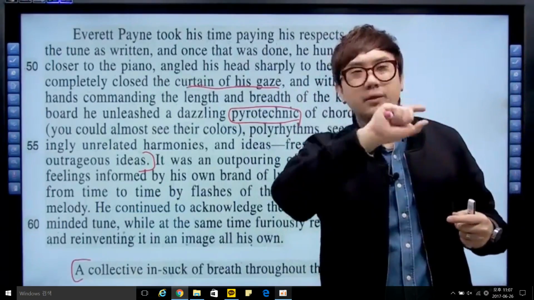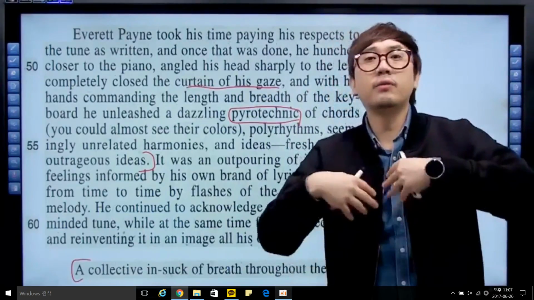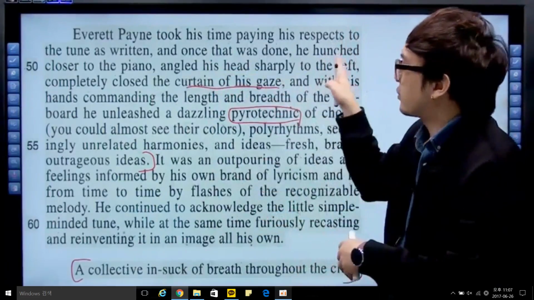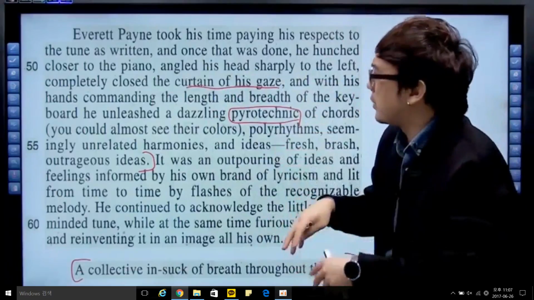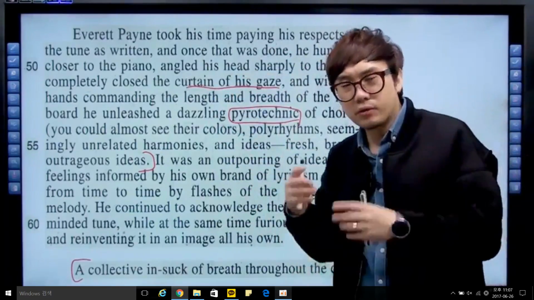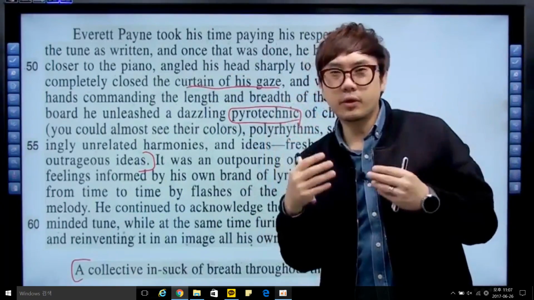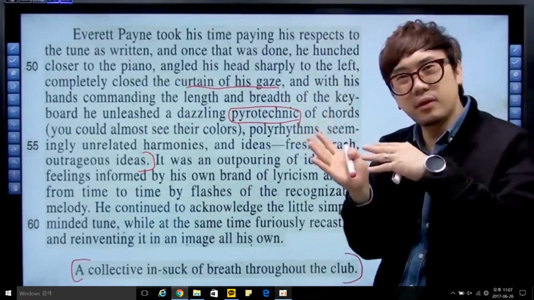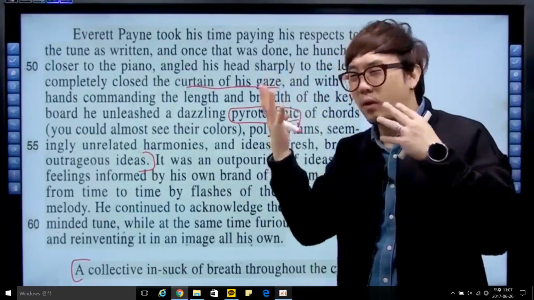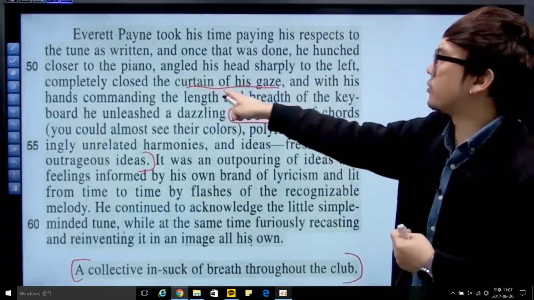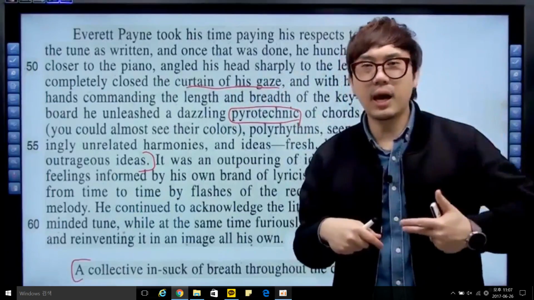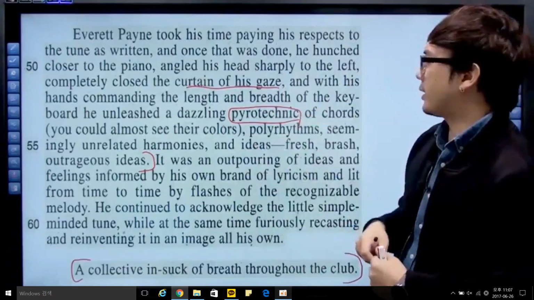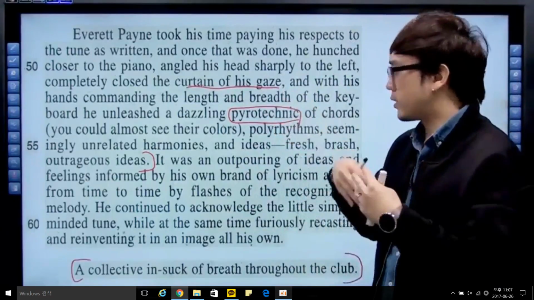Let's say 16 bars of music was done, and then he would suddenly change. What he would do, he would slouch to the piano, right? He was actually hunched closer to the piano, angling his head sharply. Those people who, when they are focusing on something, angle their head a little to the left, a little to the right, as if your brain has to work that way. And then he completely closes the curtain of his gaze, meaning he completely closes his eyes, and then he started playing like crazy, like pyrotechnics.